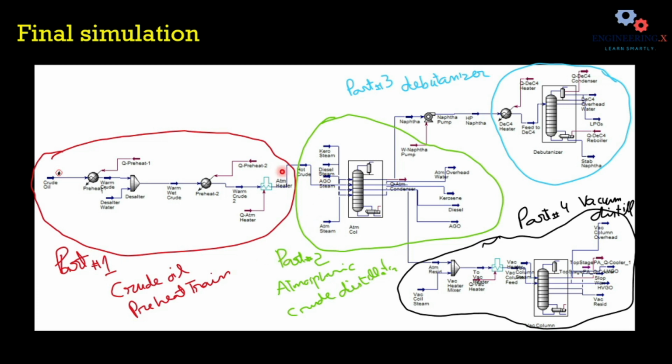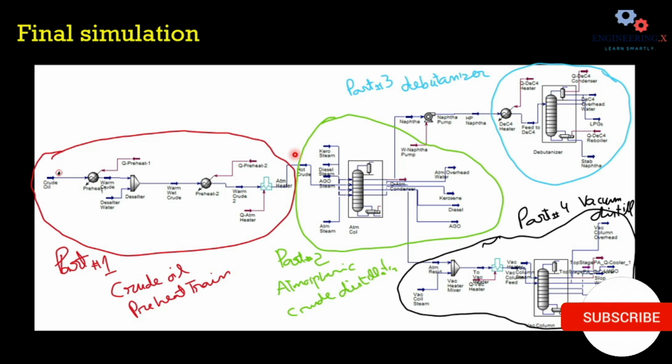So this one is the first one. Today we are going to simulate the first part, the crude oil preheat train, until here. In the second part, the next lecture, we will simulate the atmospheric crude distillation unit, and in the third part we will simulate a debutanizer to stabilize the naphtha, and in the fourth part we will perform the vacuum distillation of the ATM column residue. I hope this will help you, and it will give you the overall idea of an oil refinery.